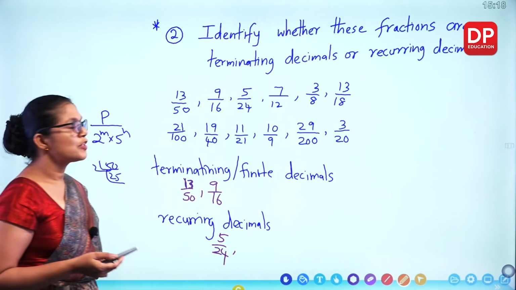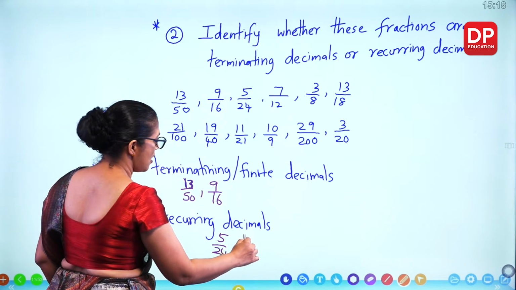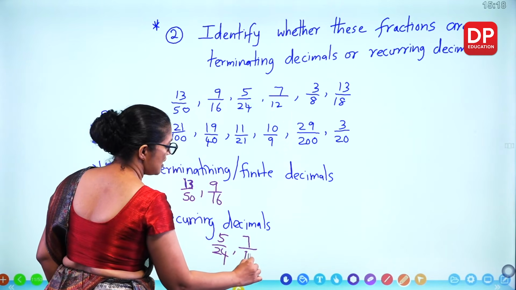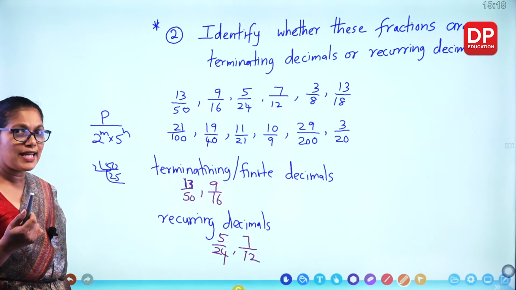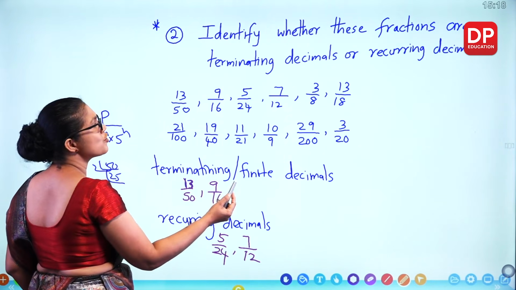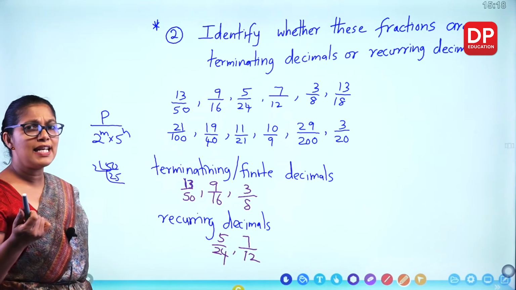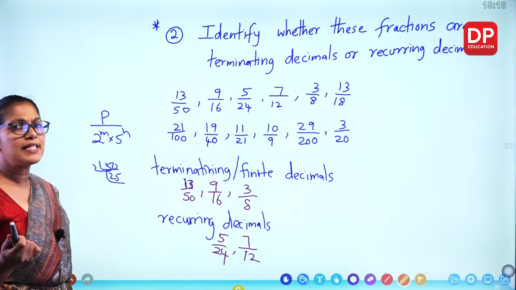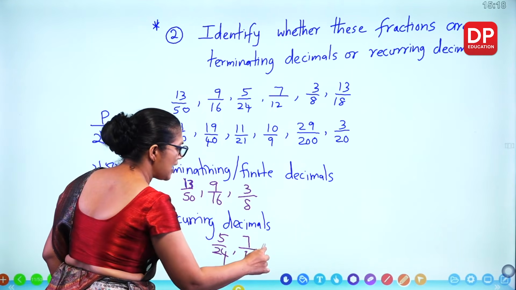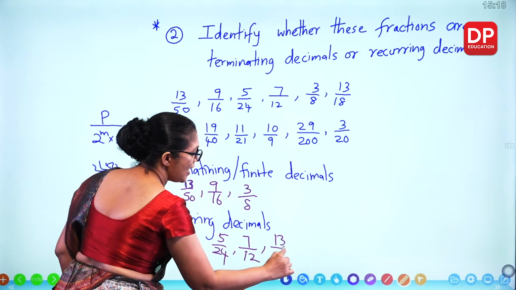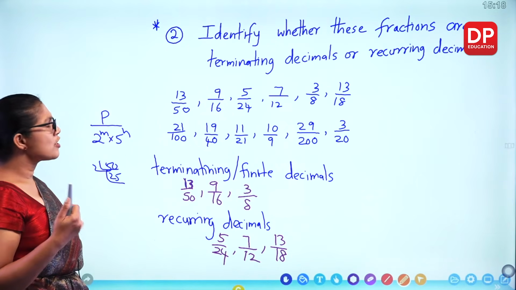What about 12? 12 is also 3 times 2 times 2. That's also a recurring decimal. What about 8? 8 is 2 to the power 3. So that means a multiple of 2, that's a terminating decimal. 18 is 2 times 3 times 3, so you get 3 as a multiple. So 13 over 18 is a recurring decimal.